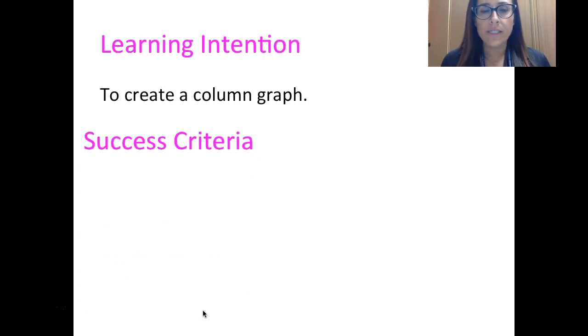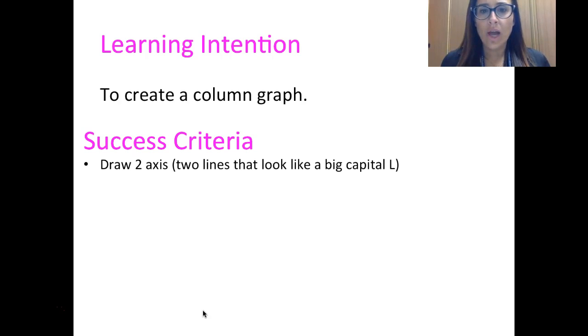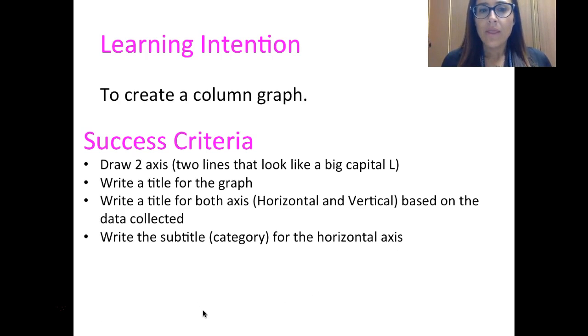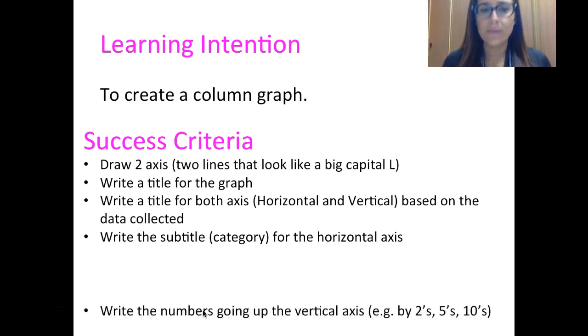The success criteria. First, you need to draw two axes. They are two lines that look like a big capital L. The next thing you need to do is write a title for the graph. Then you need to write a title for both axes, the horizontal and the vertical, based on the data collected. Then you need to write a subtitle category for the horizontal axis.